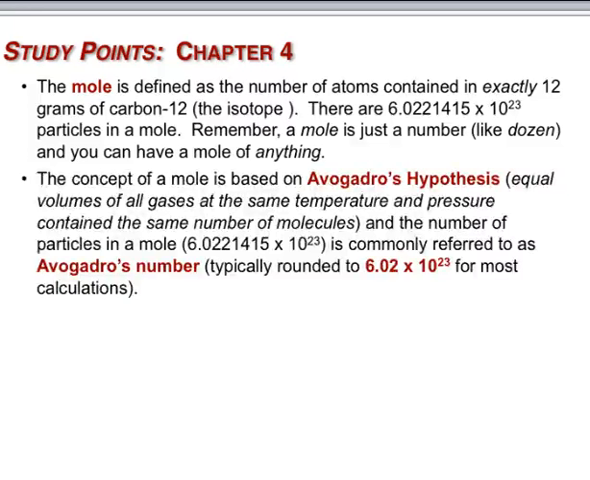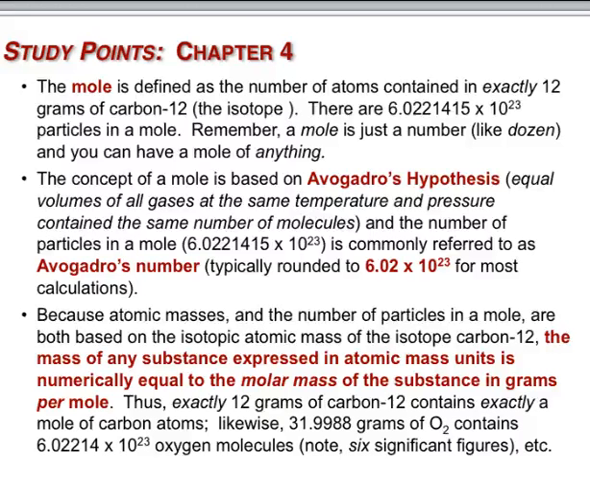Avogadro told us that equal volumes of all gases at the same temperature and pressure, we'll do that later, have the same numbers of molecules. And that's where Avogadro's number comes from. 6.02 times 10 to the 23rd, that's 22.4 liters of a gas at 1 atmosphere, 25 degrees centigrade, that contains 1 mole of that gas.